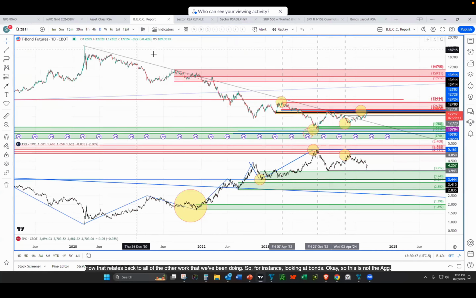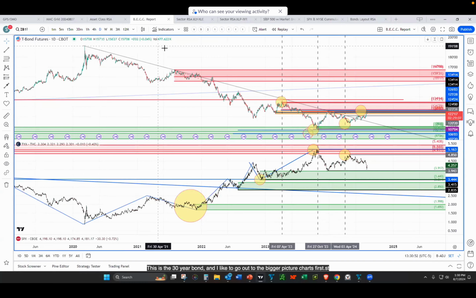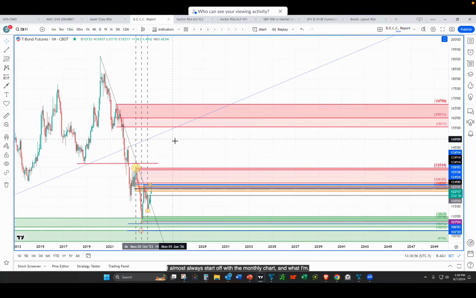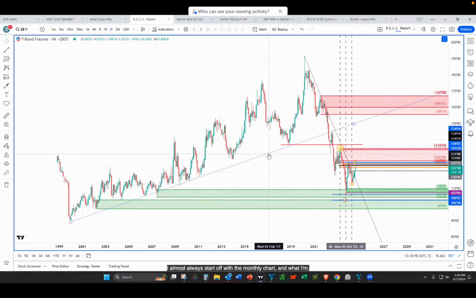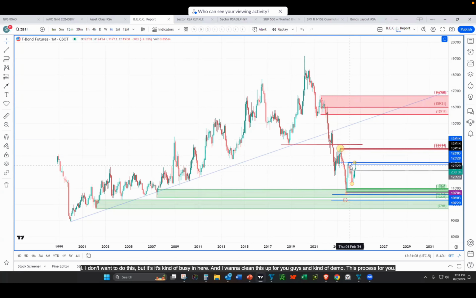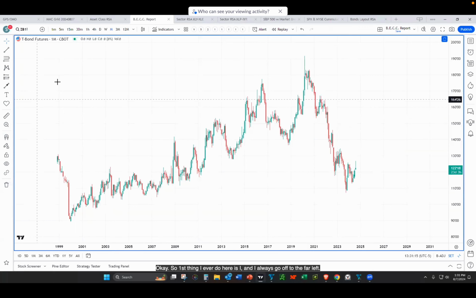So for instance, looking at bonds, okay, so this is not the AGG, this is the 30-year bond. And I like to go out to the bigger picture charts first. I almost always start off with the monthly chart. I don't want to do this, but it's kind of busy in here, and I want to clean this up for you guys and demo this process for you. I'm just going to delete it all. I don't want to do that, but I'm doing that.